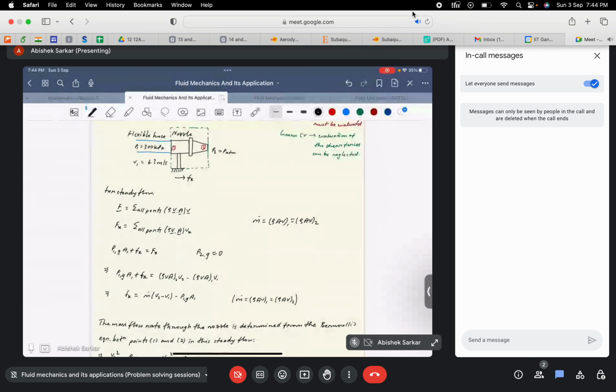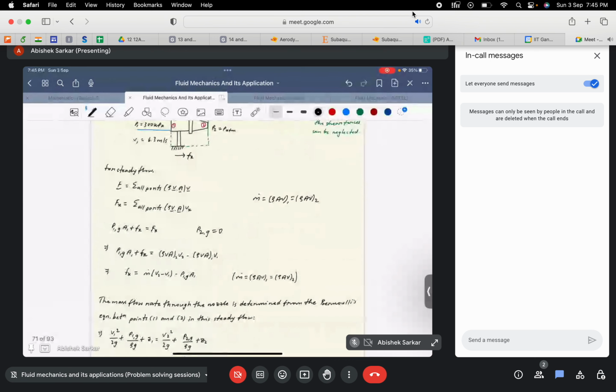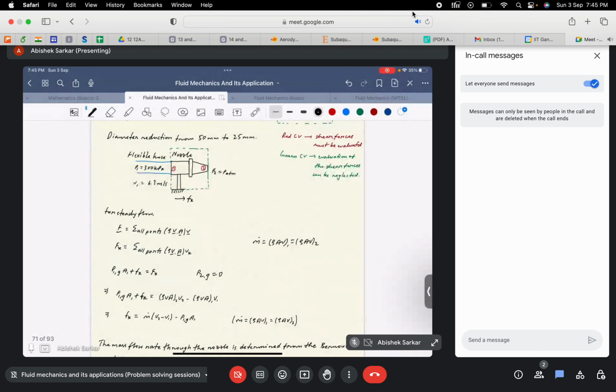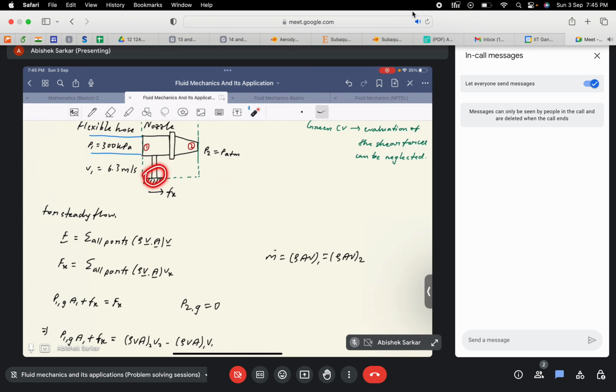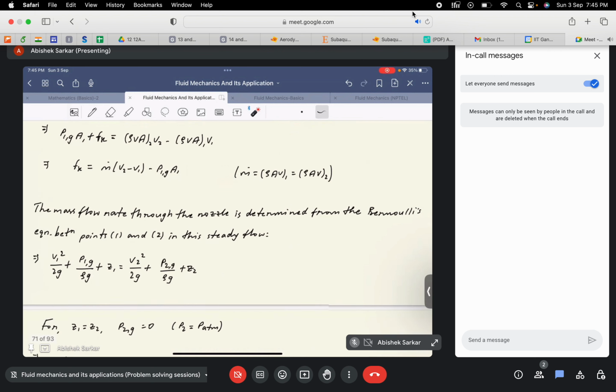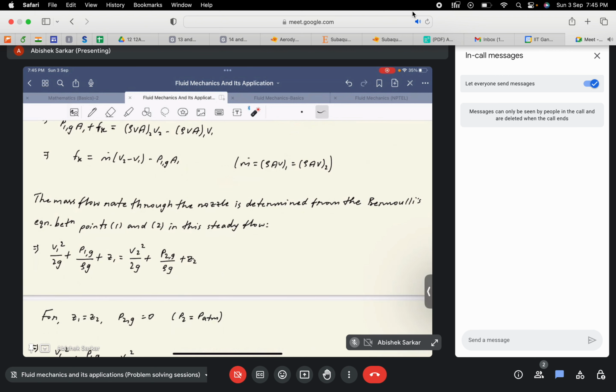So the net force required to hold this hose, because this attachment is being done so that the hose does not move away because of the pressure of the fluid entering at its inlet, so to prevent that, this attachment has been done, and we need to find that Fx. Fx would be equal to m dot (V2 minus V1) minus P1g A1. Here we know P1g, A1 is given, and V1 is given, so we need to find V2.